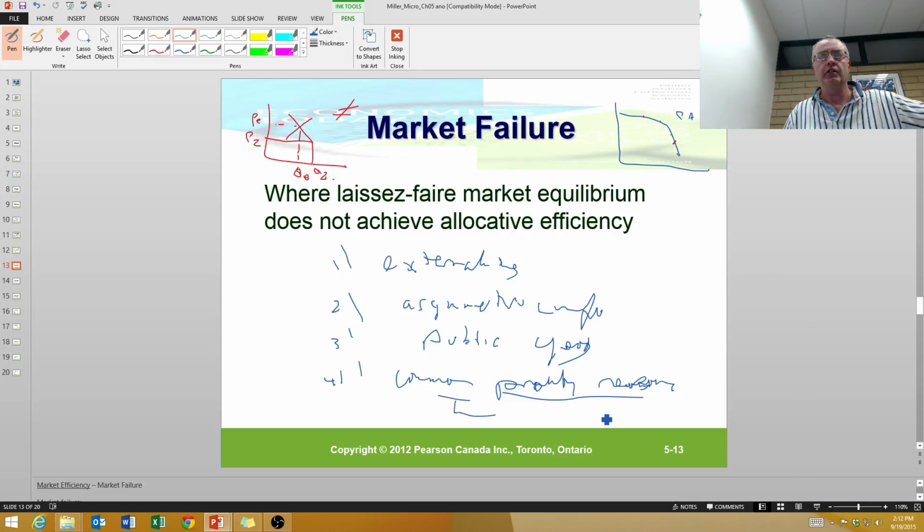It's kind of interesting actually, but anyway, we're going to look at these four situations where we experience market failure. And remember, what market failure means is that we're at a non-optimal quantity of output, which means that we're at a non-allocatively efficient point on our production possibilities curve, or someplace where society doesn't want to be. Okay, so we have these four cases that we're going to look at.